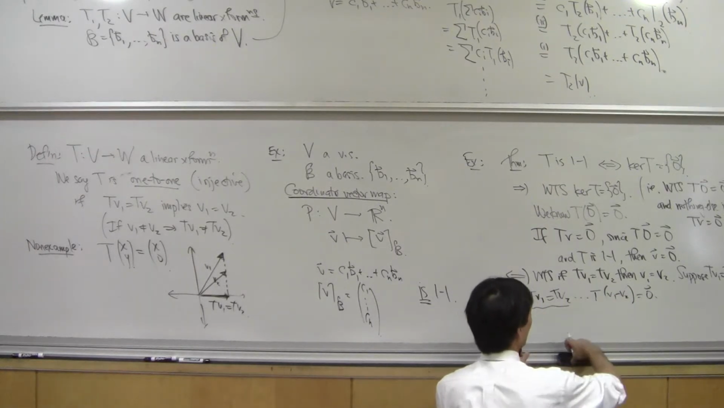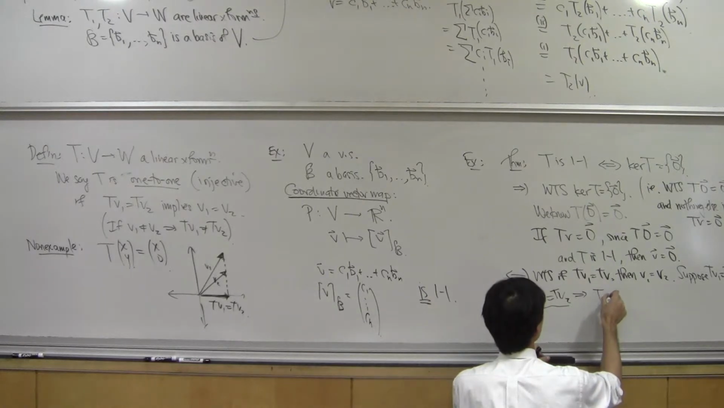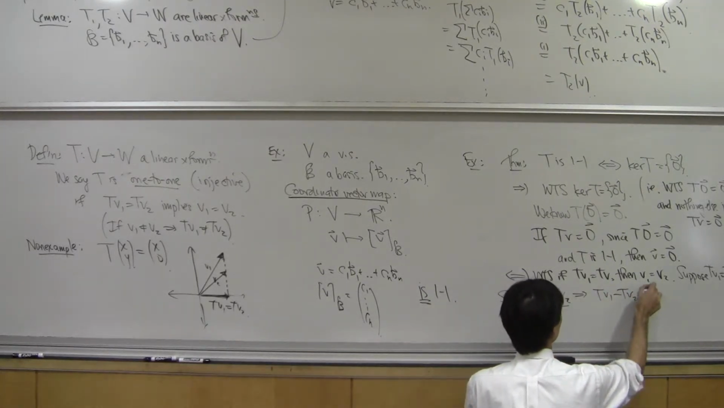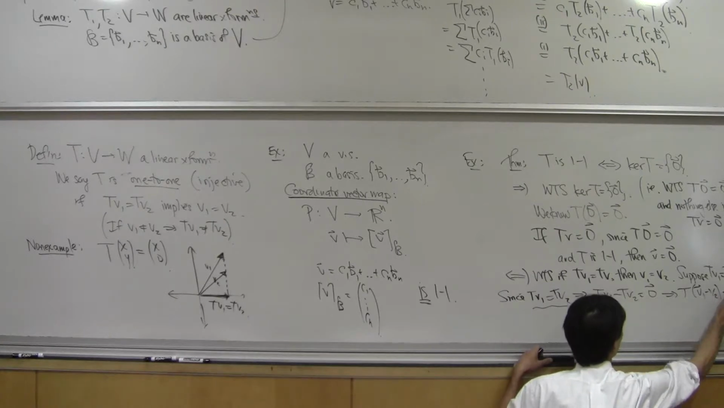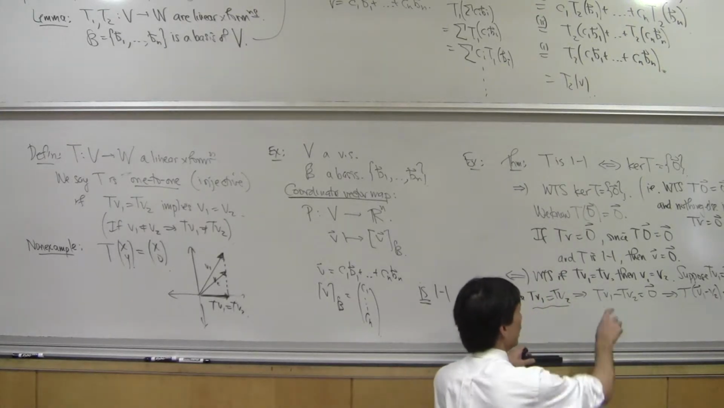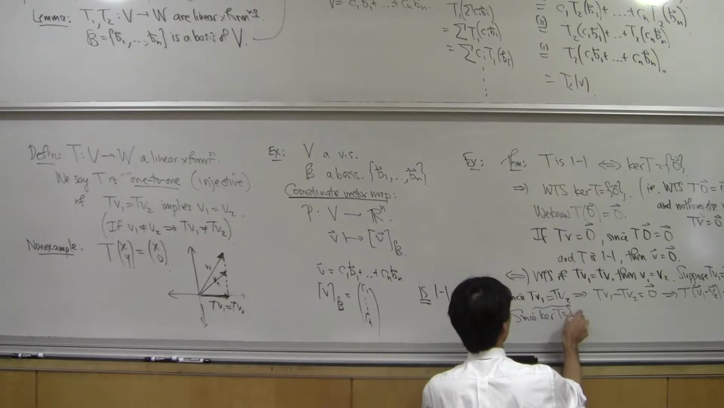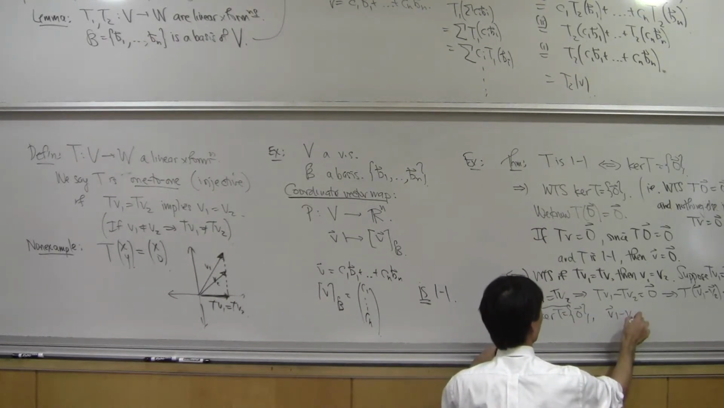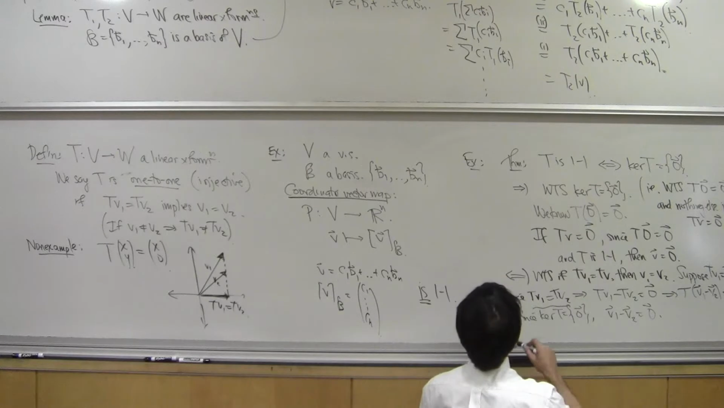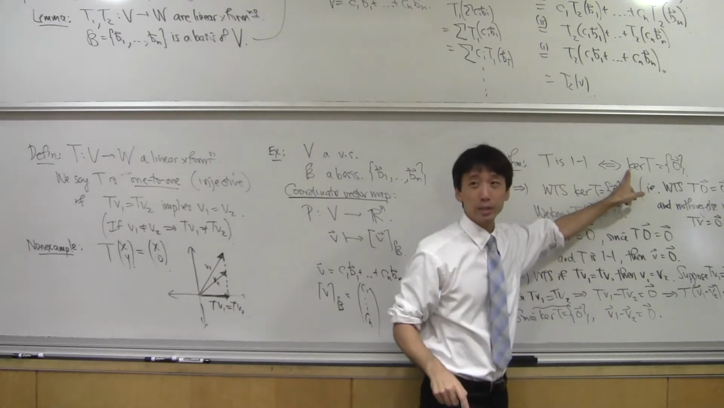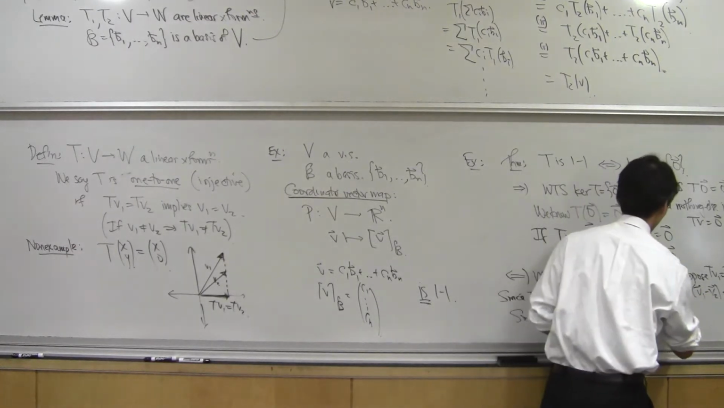Right, by linearity. We get that T of v1 minus T of v2 equals 0. But that means, by linearity, T of v1 minus v2 equals 0. But since the kernel of T is the 0 vector, the only thing sent to 0 is the 0 vector. So that tells us that v1 minus v2 must be the 0 vector, and that tells you that v1 must be v2.